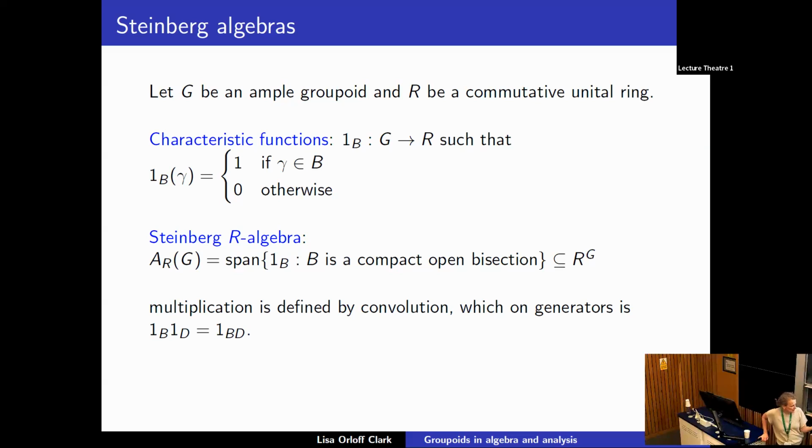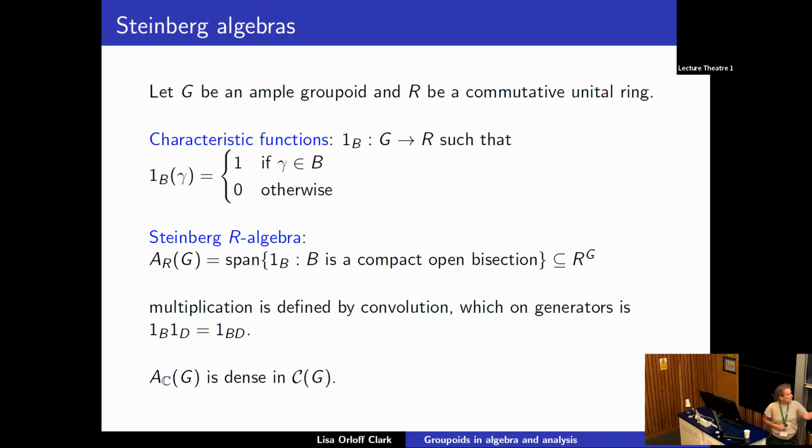So again, it's a subset, a subvector, well, this time it's not a vector space, it's a module, a submodule of the functions from G to R. So the operations are pointwise addition and pointwise scalar multiplication. And in fact, the same convolution formula from before works here, and we don't have an involution anymore. On generators, if B and D are each compact open bisections, you multiply these two characteristic functions, you get the characteristic function of the product of the compact open bisections, which it turns out is a compact open bisection. And this is sort of the connection to the inverse semigroup picture of what's going on here, in that this collection of compact open bisections is itself an inverse semigroup. So that is the Steinberg algebra.